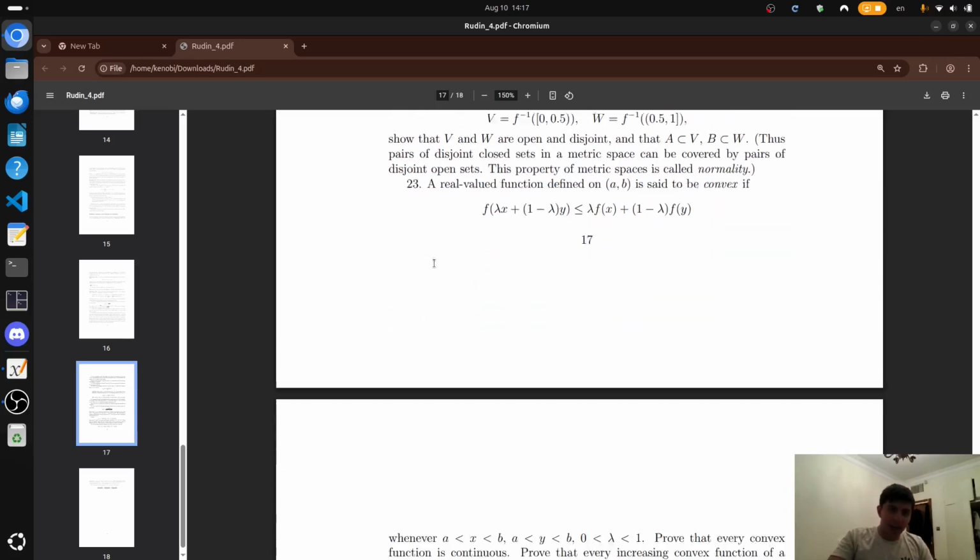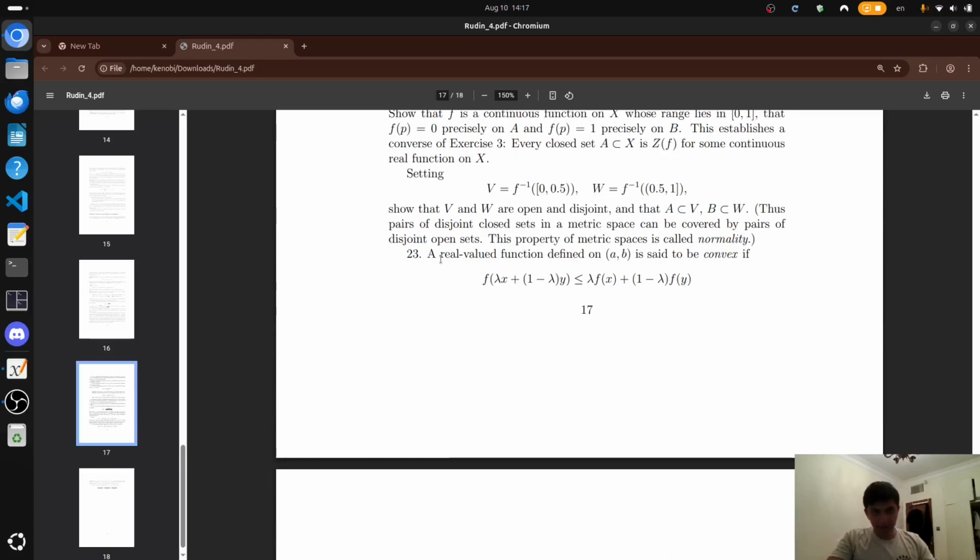And we have this final exercise. A real valued function defined on (a, b) is said to be convex if f of lambda x plus 1 minus lambda y is less than or equal to lambda f of x plus 1 minus lambda f of y. Basically, we saw the definition of a convex set. Here, we're talking about a convex function, which means that when you evaluate it at a point between any 2 points, it's always going to be less than when you take them separately.